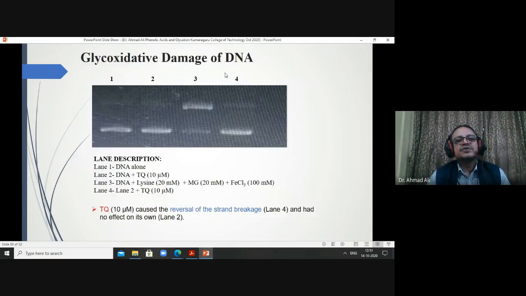Again, we have shown the effect of thymoquinone on the oxidative damage of the DNA. Here we can show that glycation caused damage to the DNA, as you can see in lane 3. But if you add thymoquinone to the glycation system, it almost reverses or prevents the damage of the DNA.